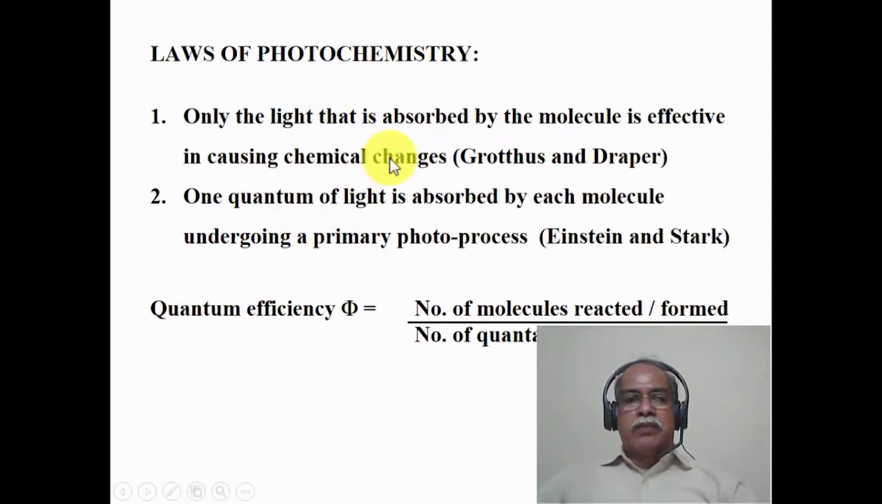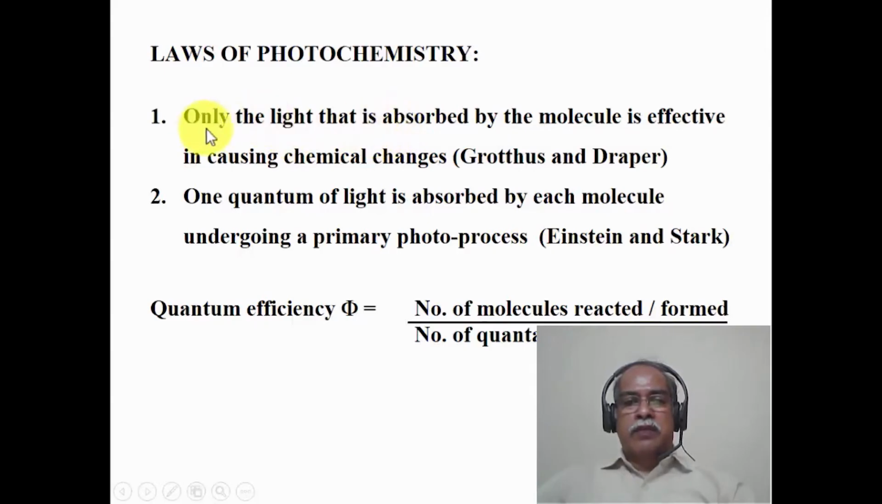Now, there are a couple of laws of photochemistry which are essentially common sense kind of laws. The first law was proposed by Grotthuss and Draper, and it states that only light that is absorbed by a molecule is effective in causing chemical changes. This is fairly obvious, because if the photon energy is not absorbed, then there is no photochemical reaction.